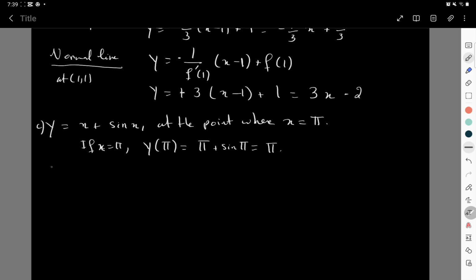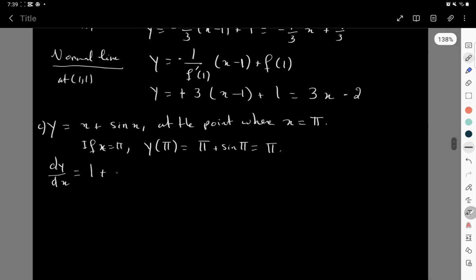Okay, now let me differentiate y. dy by dx. I'm trying to change notations to get you exposed to different notations you have seen in class. So dy by dx, what is that? This is 1 plus the derivative of sine, which is cos. Now dy by dx at x equal to pi, what is that equal to? This is just 1 plus cos pi, which is 0. So the slope of the tangent line is 0.